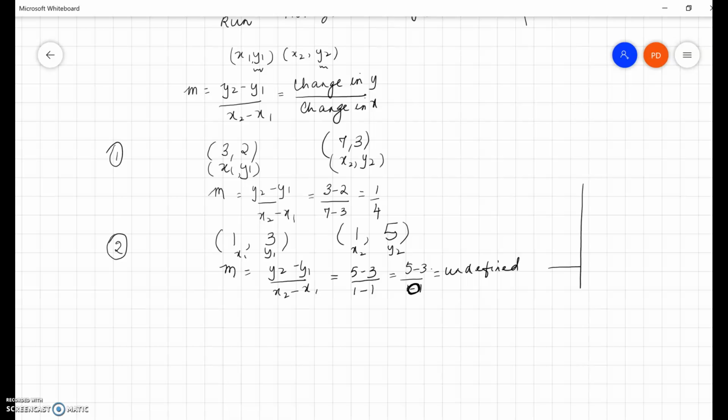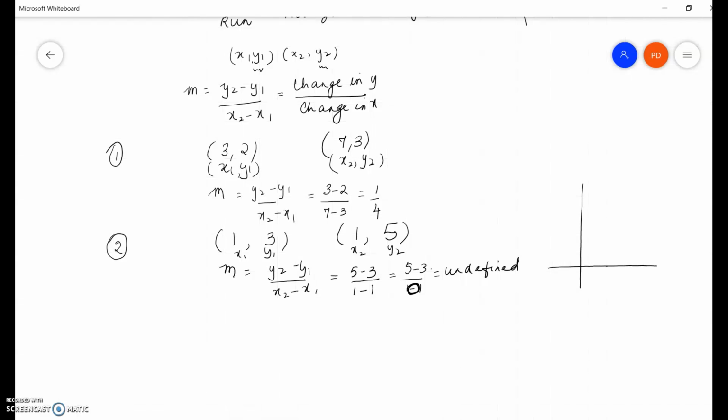So if that's a 1, so you're looking at 1, 3, so that's a point, and 1, 5. Notice that if the x coordinate is fixed, what that tells us is that the line is a vertical line. The slope of a vertical line is undefined.